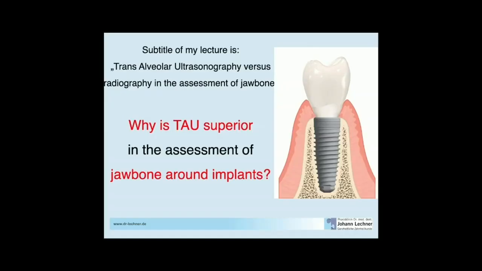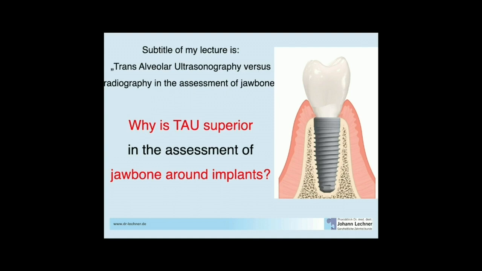Now, back to my subtitle. My subtitle is Transalveolar Ultrasonography versus Radiography in the Assessment of Jawbone. What I want to show you is why TAU is superior in the assessment of jawbone around implants.